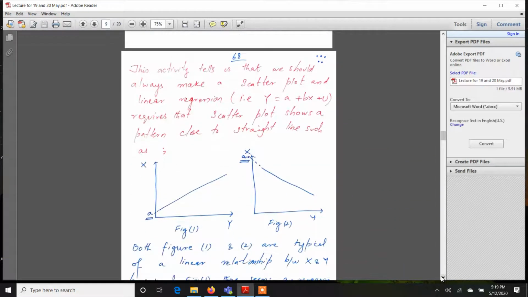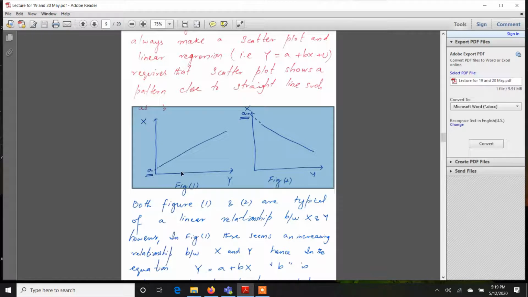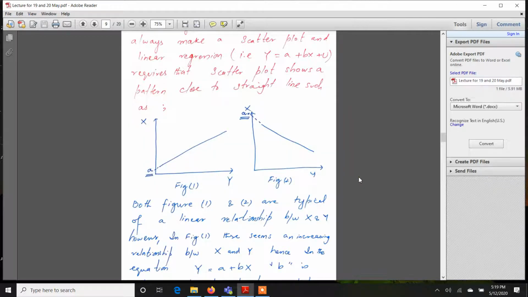Now, suppose the scatter plots are of these types: you can see this is a linear increasing relationship, and this is linear decreasing. Of course the points won't be exactly on the line, but if the points are clustered around a straight line, then you say that the data is linear and you can apply linear regression.